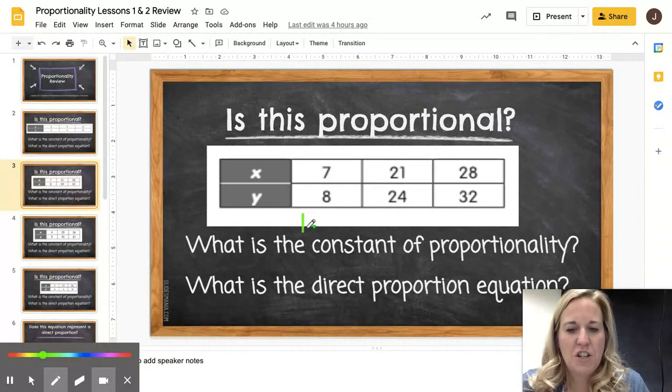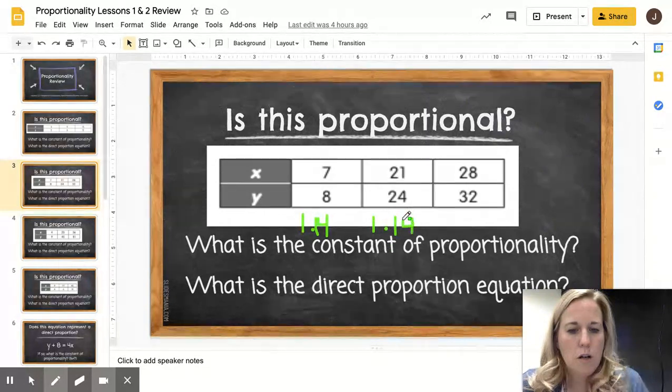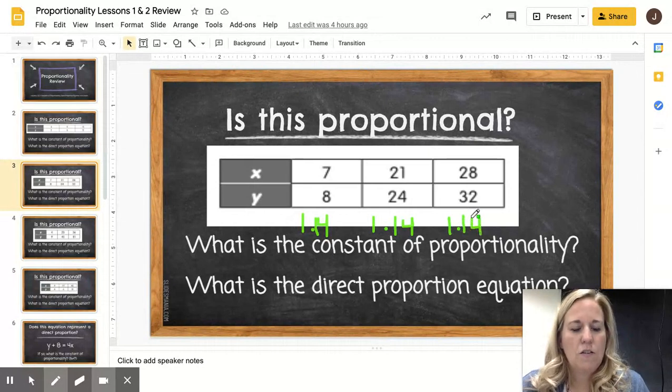So 8 divided by 7 is a really long number. So I'm just going to start off by writing 1.14. Okay, and then we're going to try it again. So we have 24 divided by 21. And again, I get that same long decimal, 1.14, and it goes on. And then we're going to try it one more time. So I have 32 divided by 28. And I get it again. Okay, so is this proportional? I would say, yes, it is proportional.